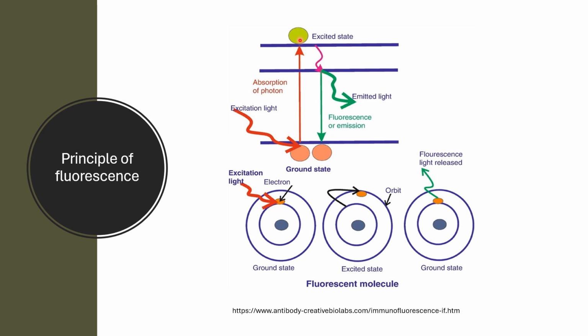The electron loses a small amount of energy as heat, and the remainder is given off in the form of a photon. The emitted light has lower energy than the absorbed light and hence higher wavelength. The emitted light is almost invariably in the visible spectrum.